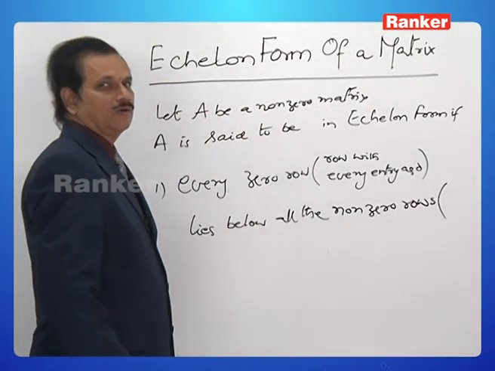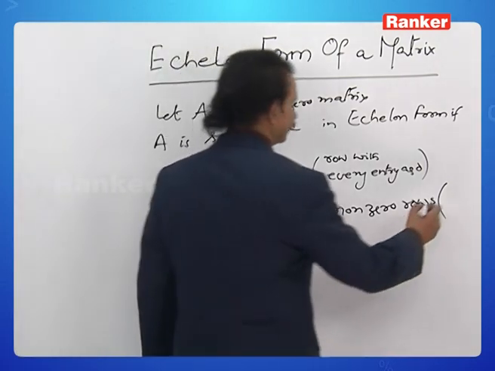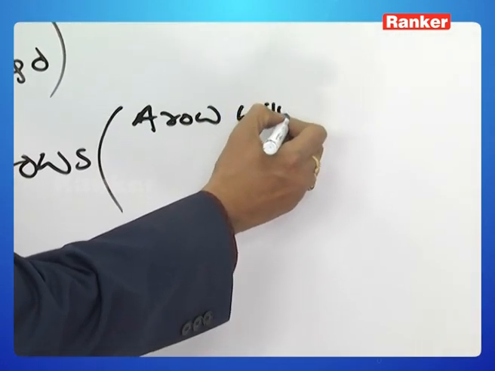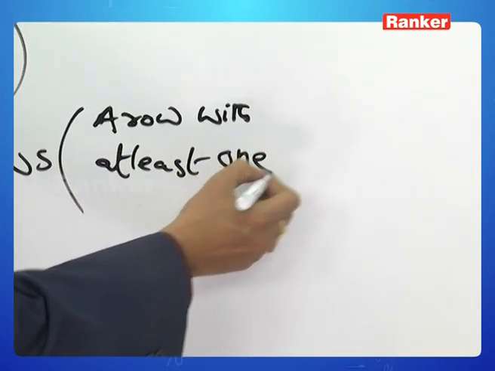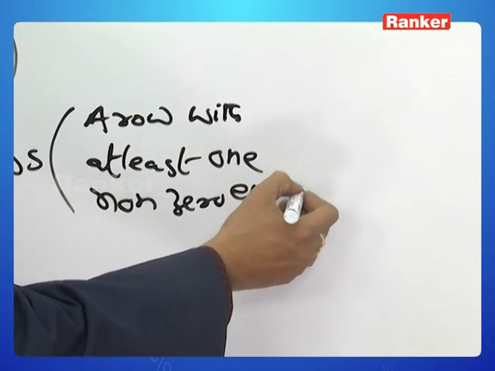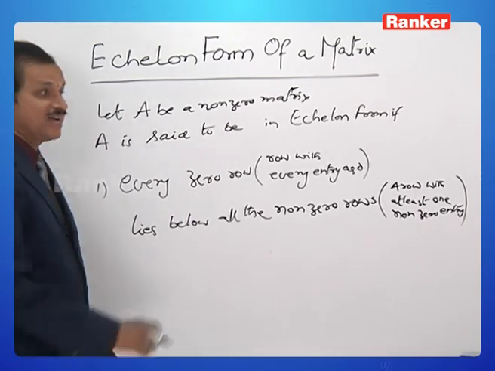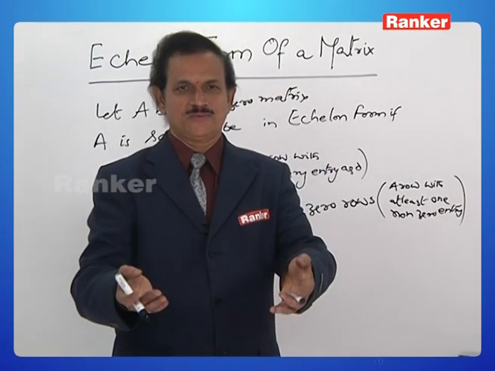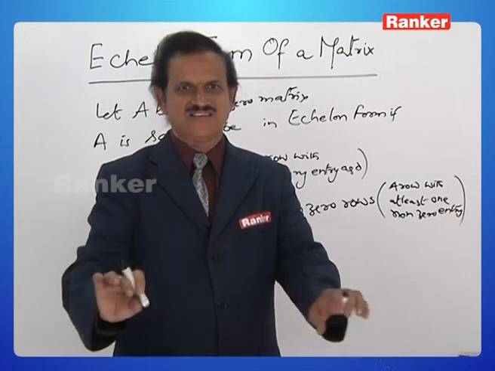By the by, what is meant by non-zero row? A row with at least one non-zero entry. That is the first one. Previously, we could have had the last position of the matrix, the last row is 0. That we call the 0 row. And this lies under every non-zero row. That is, it is placed at the last place.